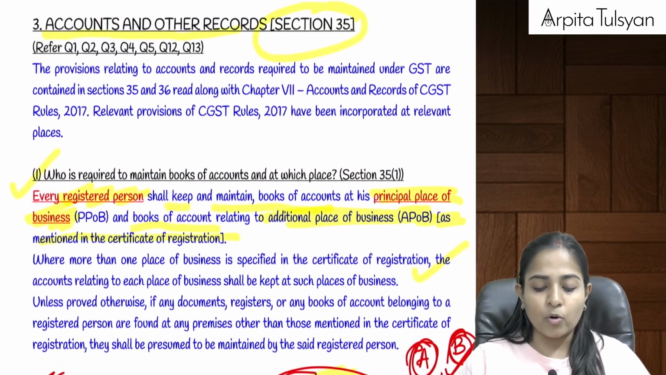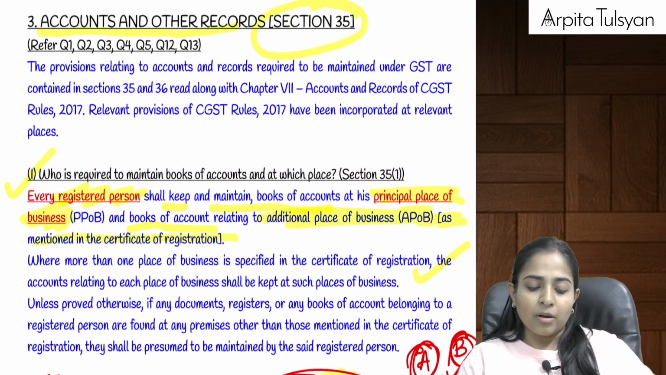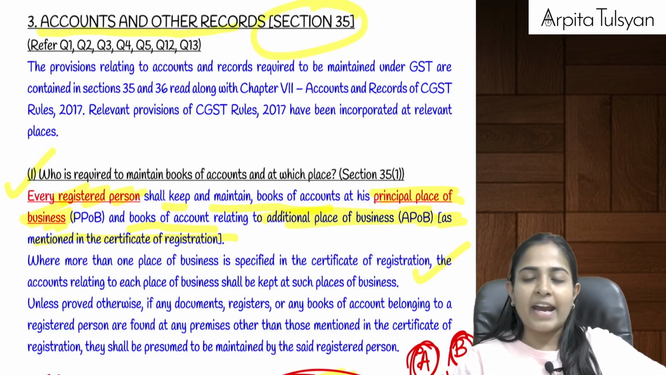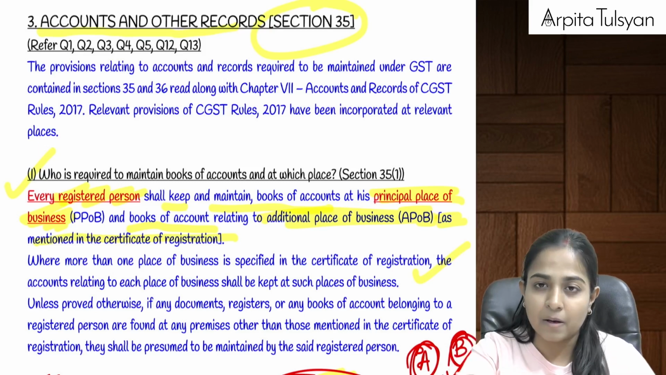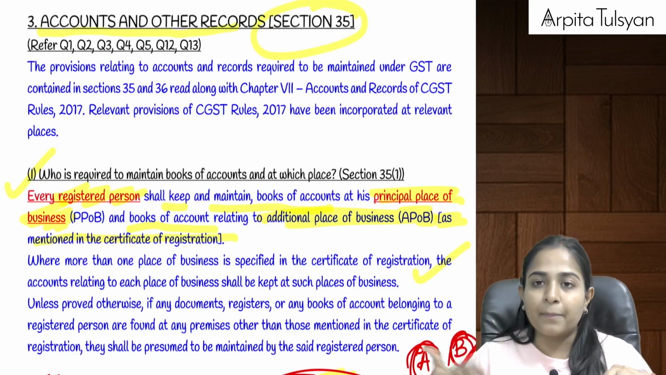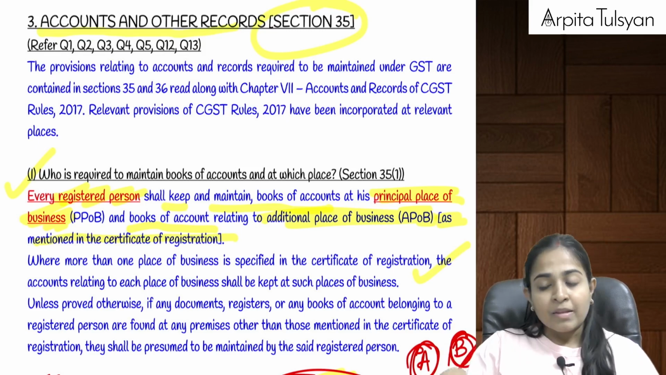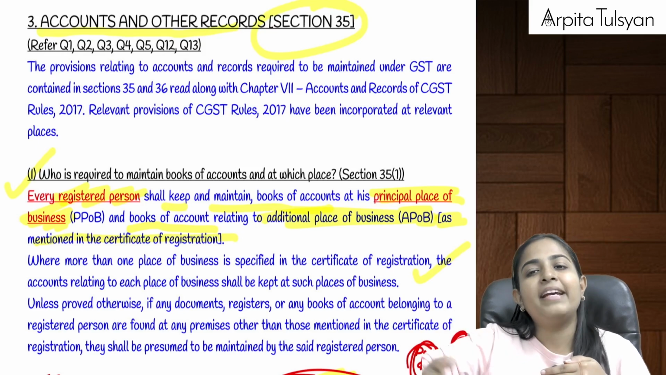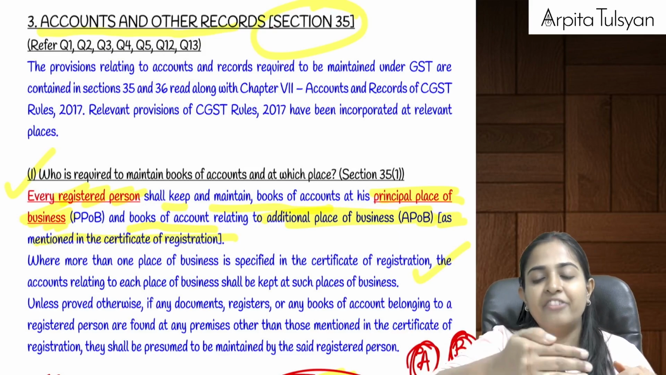Okay, now going on to the main provision, that is section number 35, which talks about accounts and other records. First question is, who is required to maintain? Every registered person is required to maintain the accounts and records at its place of business. If a particular registered person has multiple places of business or additional places of business, then for the principal place of business it will have to maintain the accounts and records there, and for every additional place of business, it will have to maintain the accounts and records at every such additional place of business.